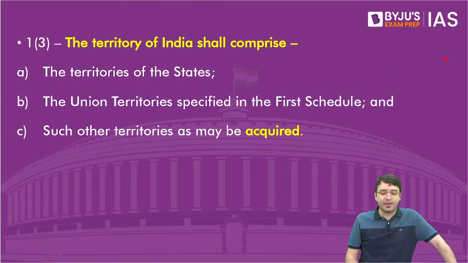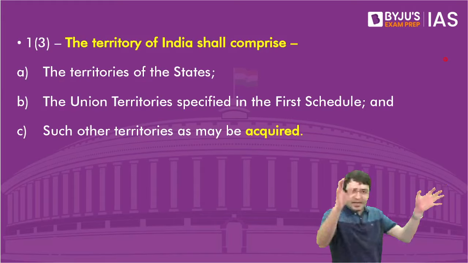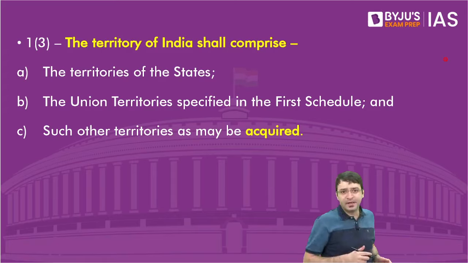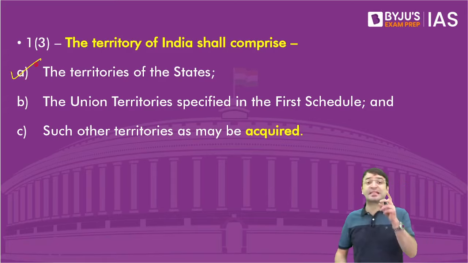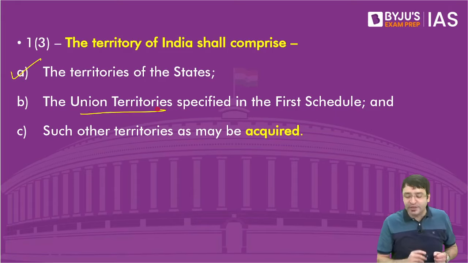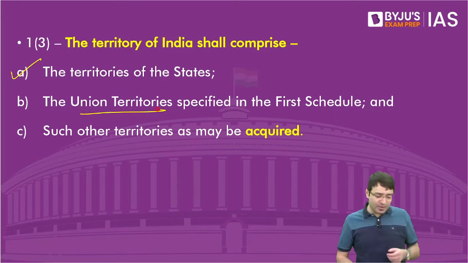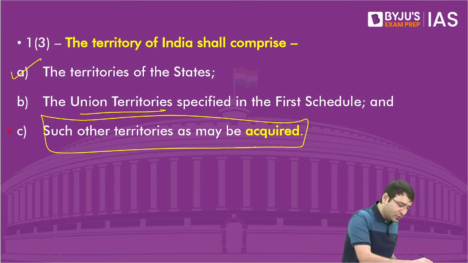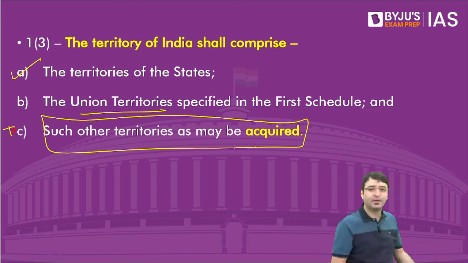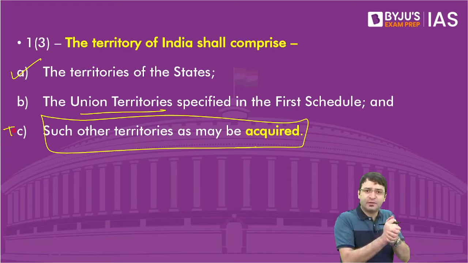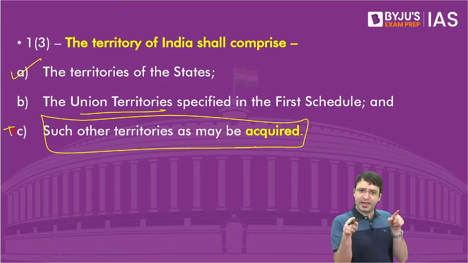Article 1, Clause 3. The territory of India shall comprise of... If India is a nation, what is the territorial spread of India? Either we can have the territories of the states, or we can have union territories, or we can have acquired territories. If this clause C was not mentioned, then our territory would have remained fixed forever. Either we can have states or we can have union territories.